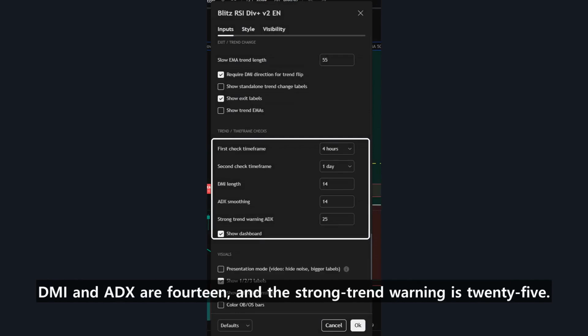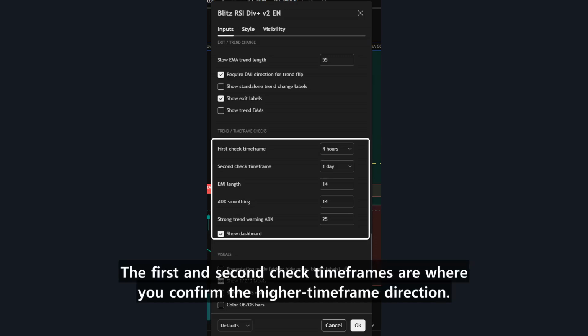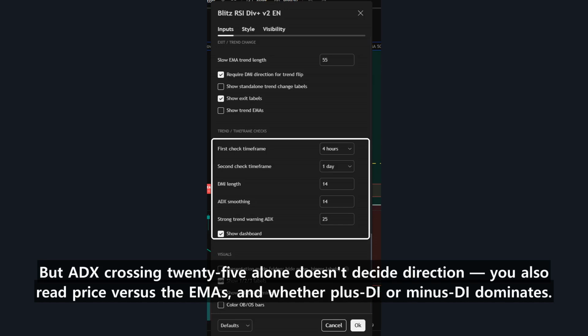DMI and ADX are 14, and the strong trend warning is 25. The first and second check timeframes are where you confirm the higher time frame direction. But ADX crossing 25 alone doesn't decide direction. You also read price versus the EMAs, and whether plus DI or minus DI dominates.